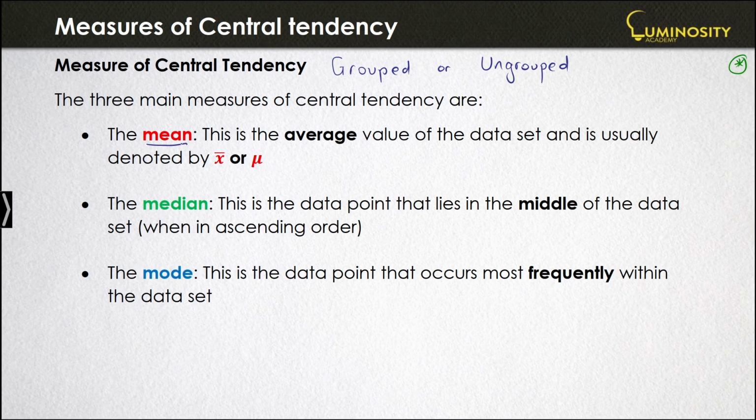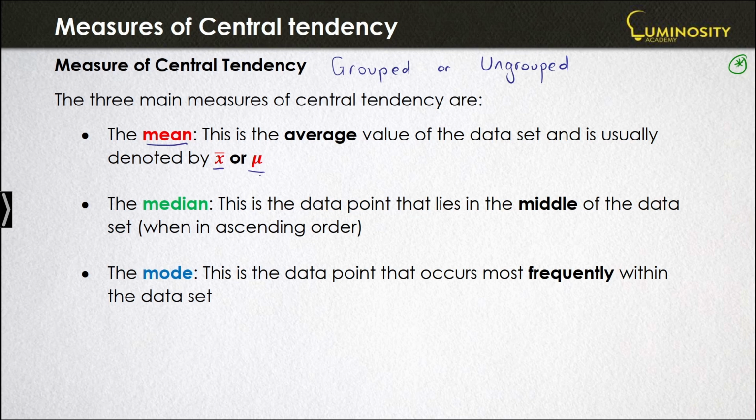And this value of the data set is usually denoted by either x bar, which usually means a sample mean, or mu, the Greek letter mu, which usually means the population mean. Okay, but for mean in general, this is essentially the average value of your data.